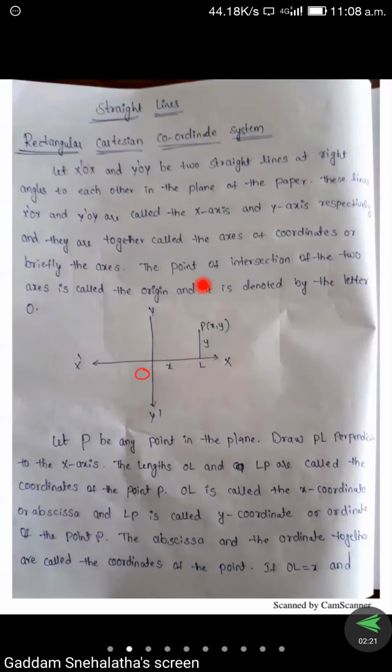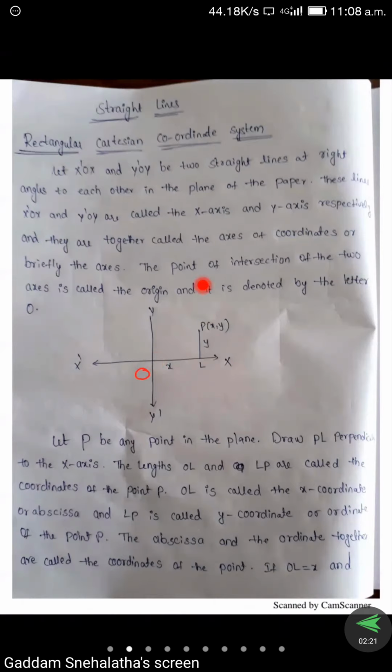So draw PL perpendicular to the x-axis. Perpendicular to the x-axis means we have to draw in the opposite direction. Here we have the point P. From this point, this is the x-axis. I want to draw a perpendicular to the x-axis, like this. This is called the PL line. This is the P point and L I have taken here.